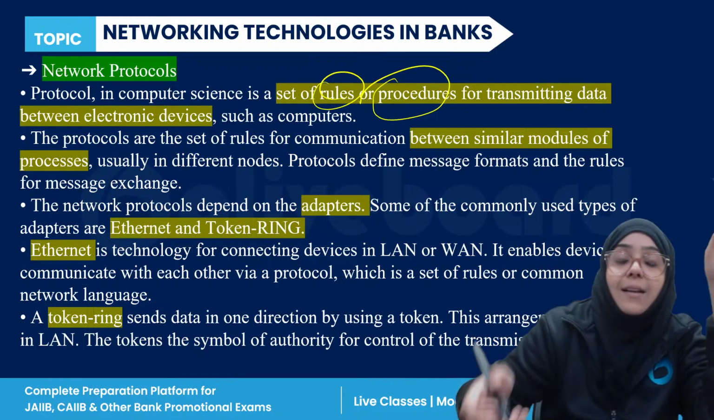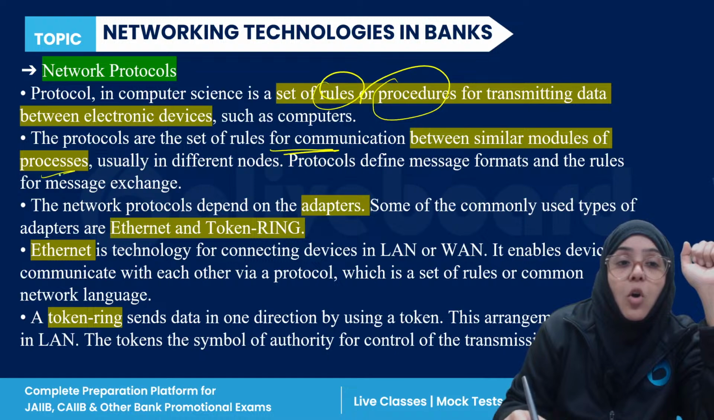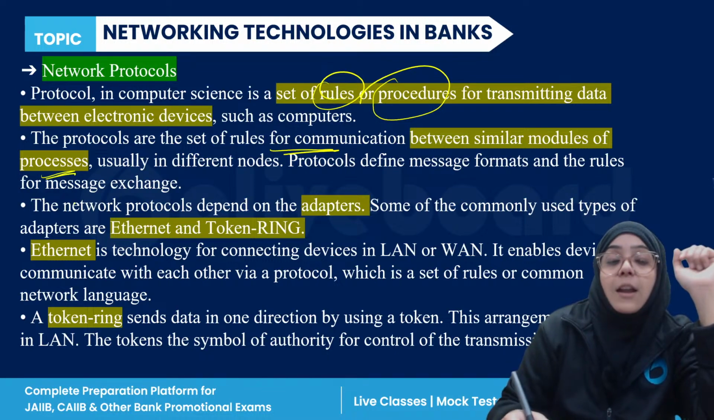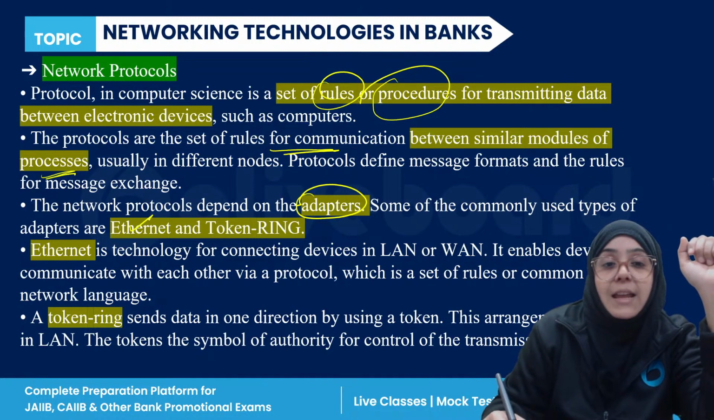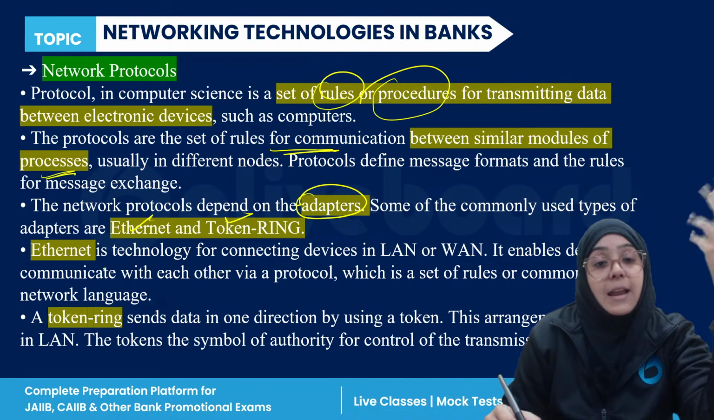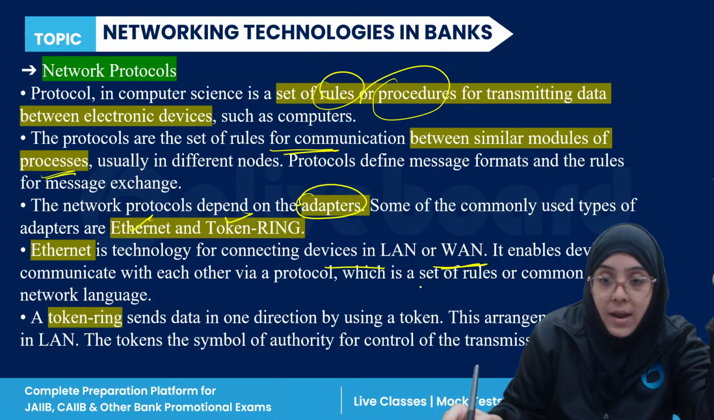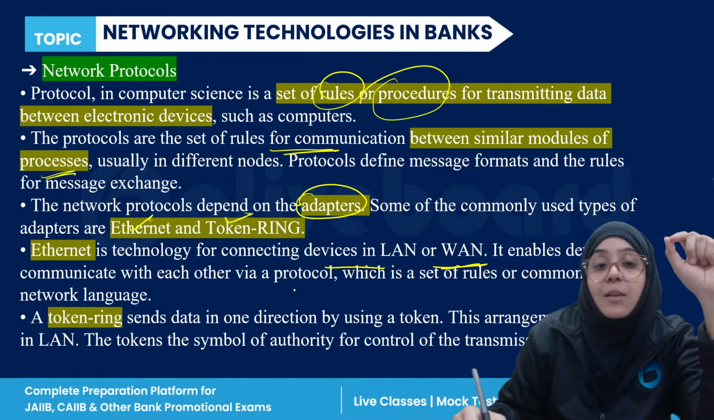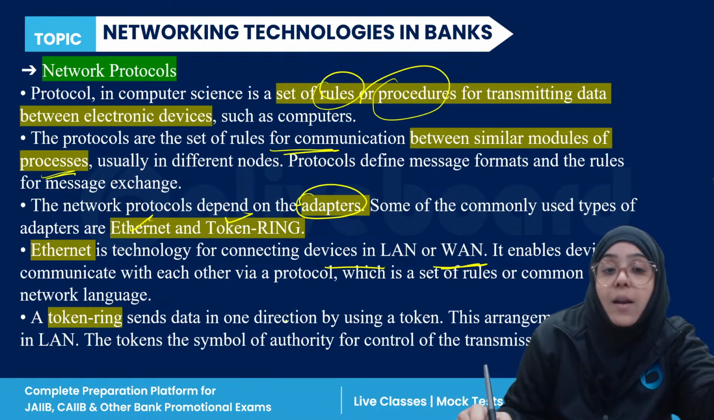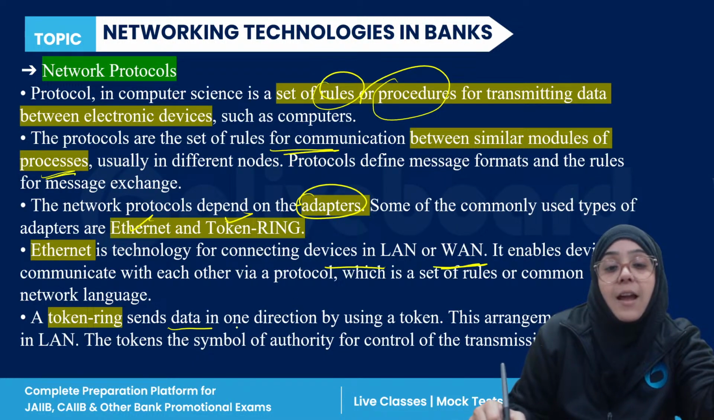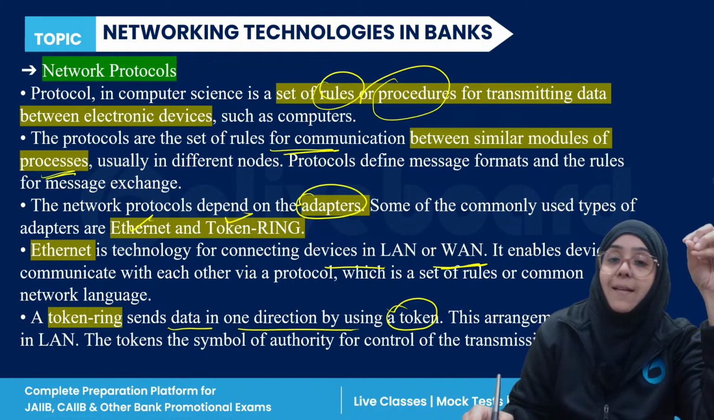Okay, so protocols are different sets of rules of communication. The network protocols depend upon the adapters, and there are different types of adapters like Ethernet and token ring NIC. Ethernet is a technology used for connecting devices in a LAN or WAN. It enables devices to communicate with each other with a set of rules or a common network language. Whereas token ring sends data in one direction. So network protocol is an important thing.